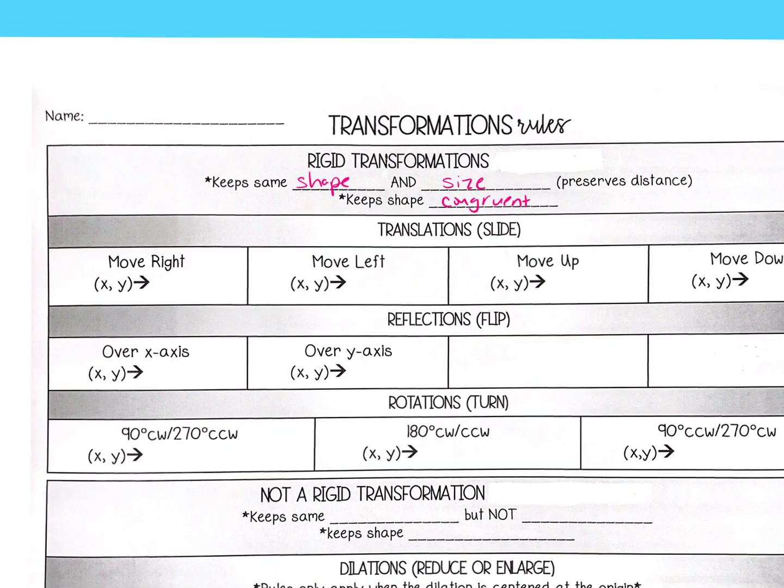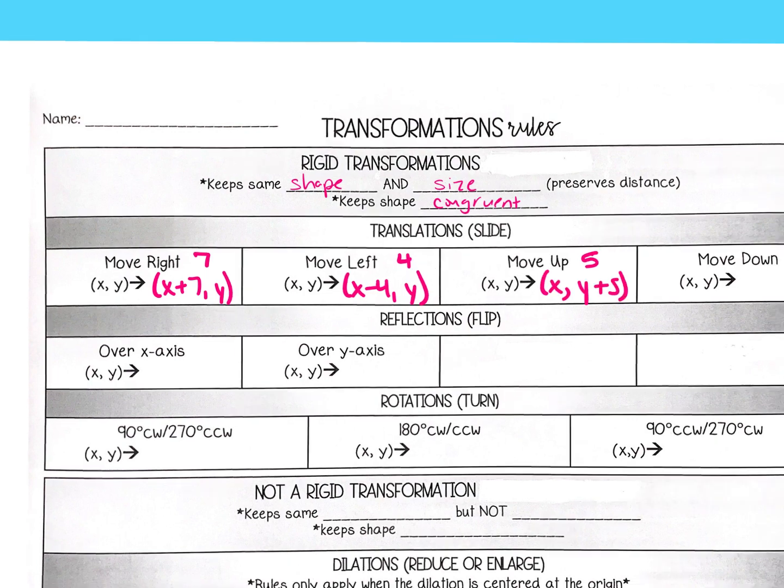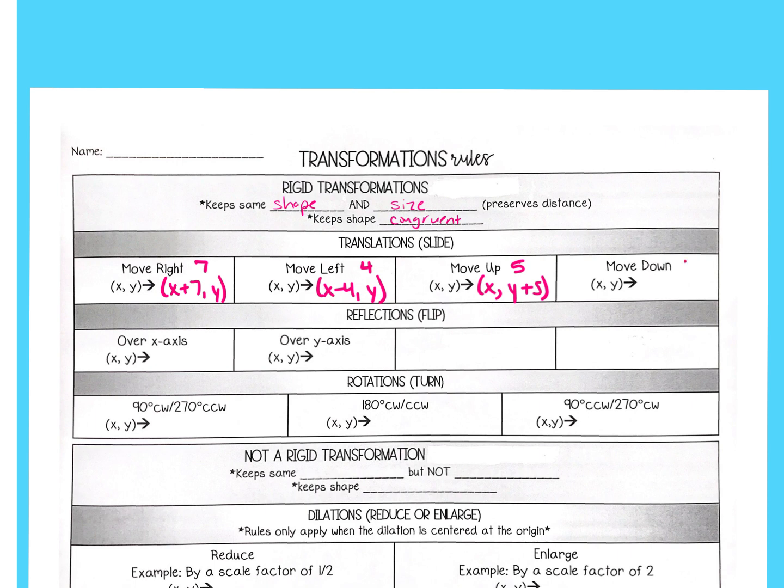For a translation, if we're going to move right 7, that means the x value is going to add 7, but y stays the same. If we move left 4, then the x value subtracts 4, the y value stays the same. If we move up 5, then the x value stays the same and the y value adds 5. If we move down 3, then the x value stays the same, the y value subtracts 3.